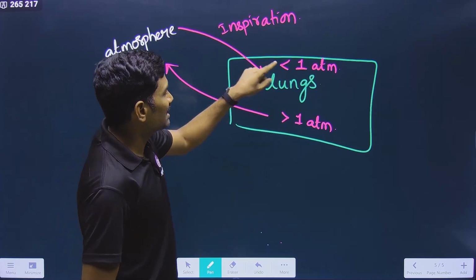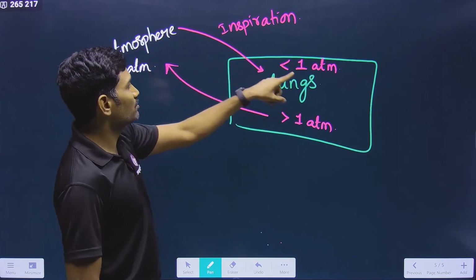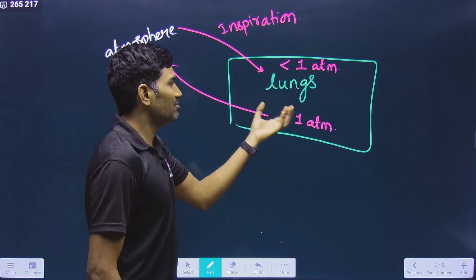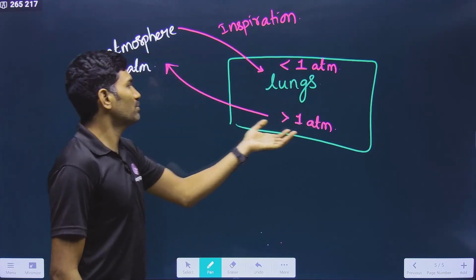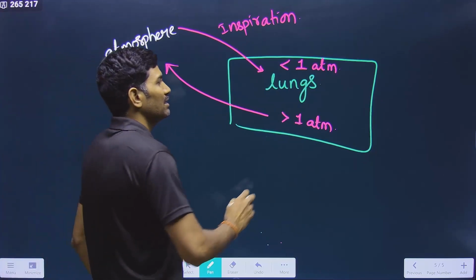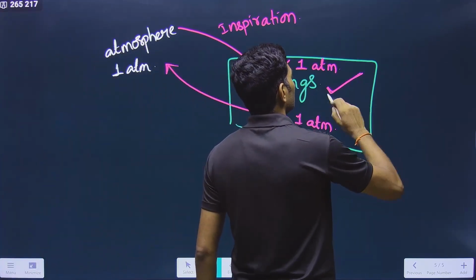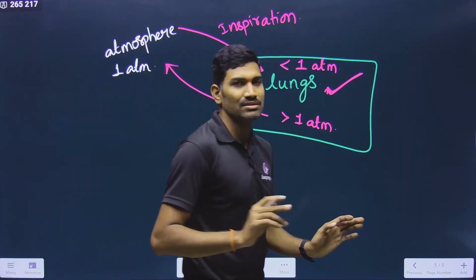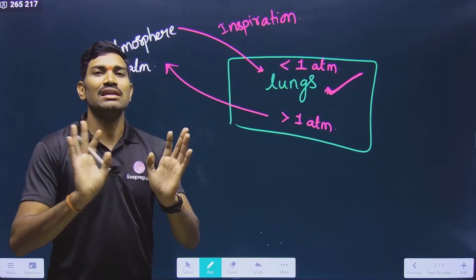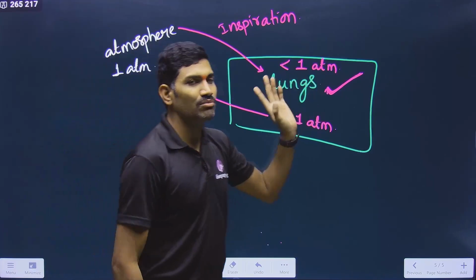If the pressure inside the lungs is less than atmospheric pressure, that means inspiration will occur. If the pressure within the lungs is more than atmospheric pressure, then expiration will occur. So in this way, what is happening? We are focusing only on changing the pressure within the lungs. Is it clear? This is the most important point.